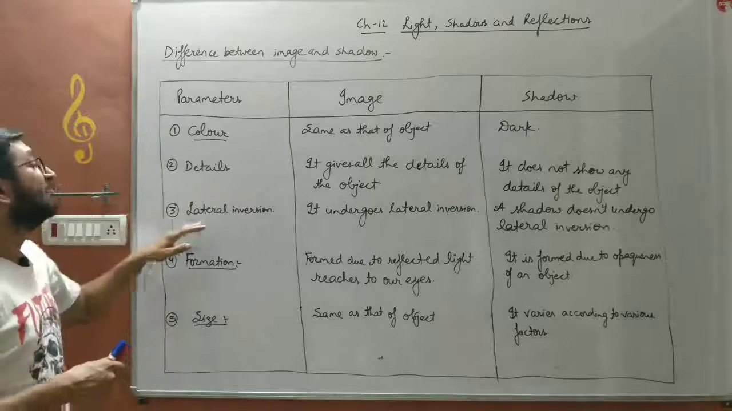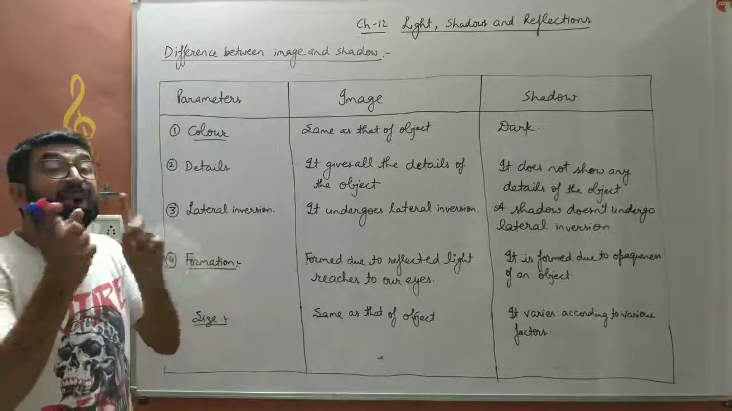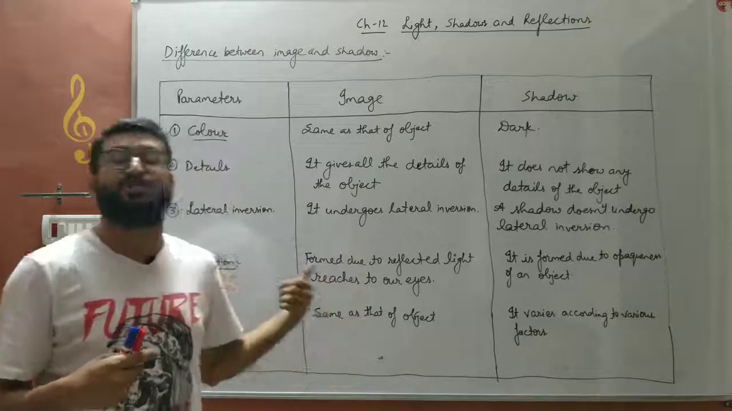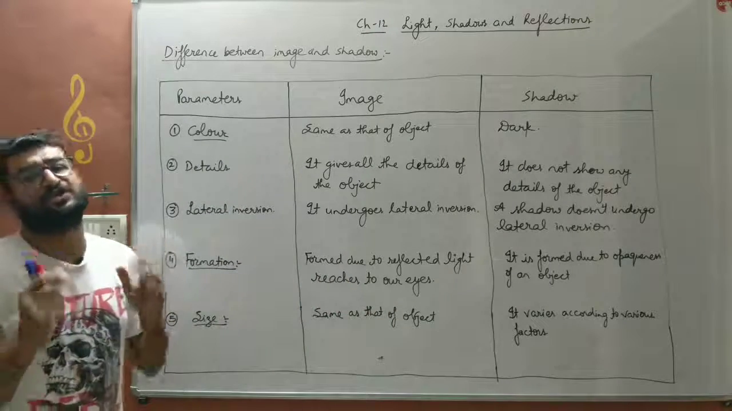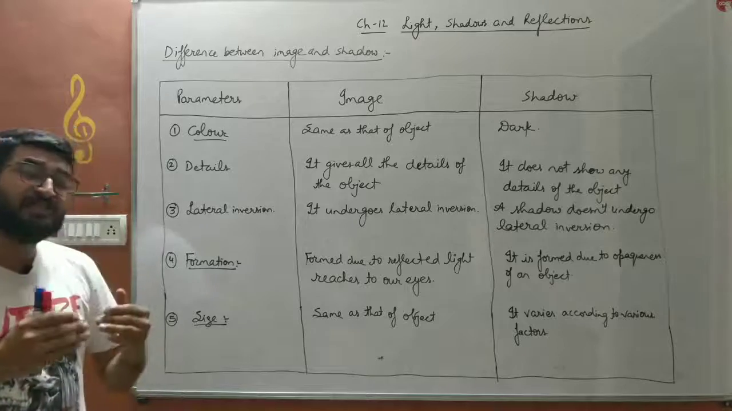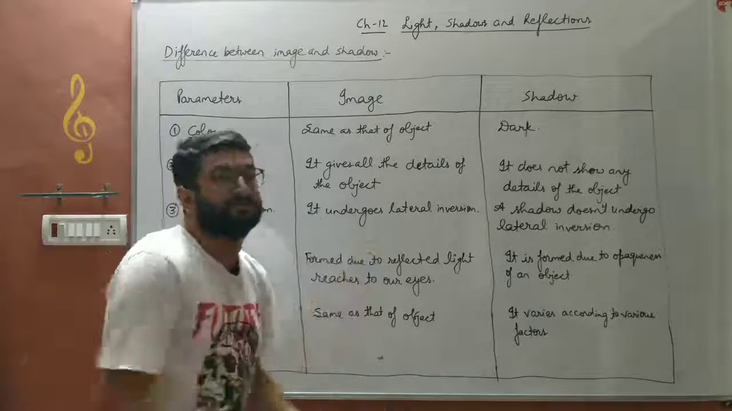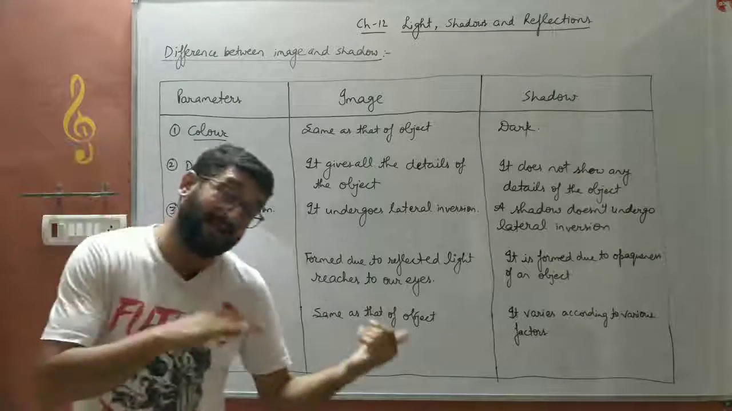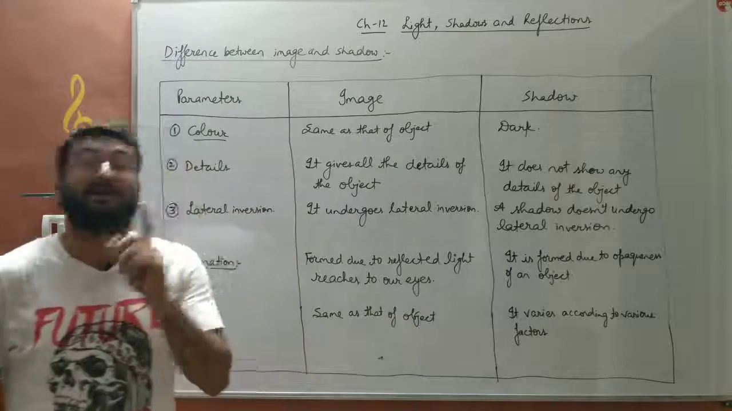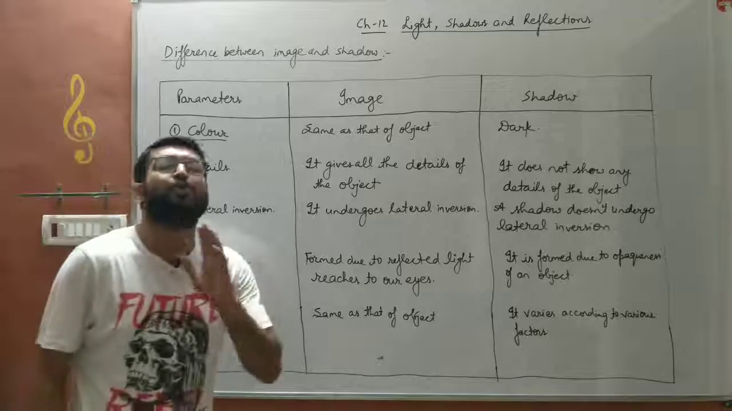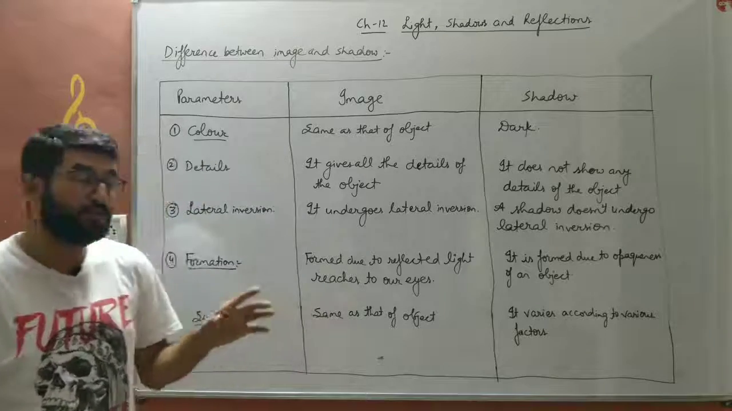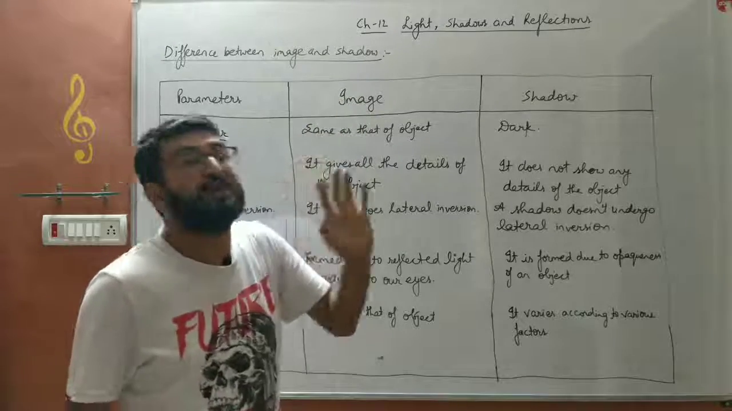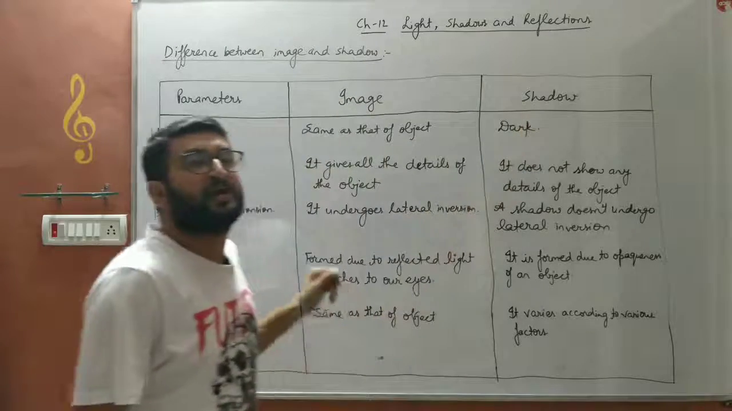Third is lateral inversion, the left-right reversal of an object and its mirror image. Image undergoes lateral inversion. In an image, the left of an object appears right and right appears to be left. But in the case of a shadow, there is no lateral inversion. So, lateral inversion occurs in the case of an image, but there is no lateral inversion in the case of a shadow.